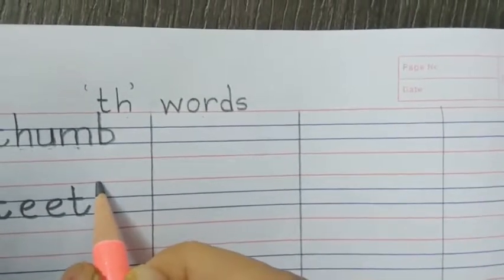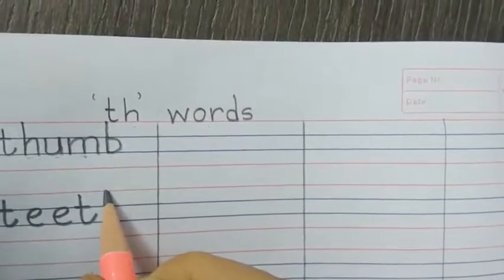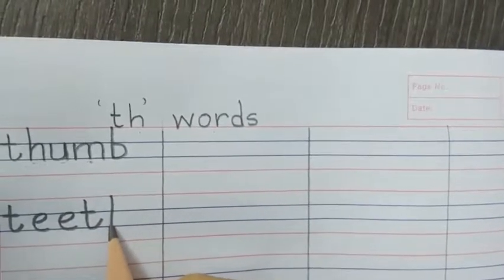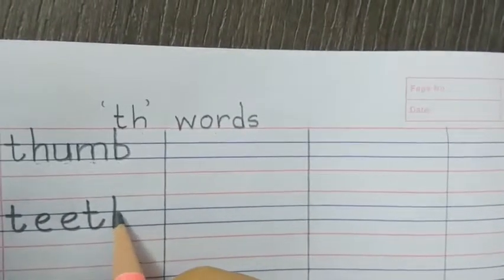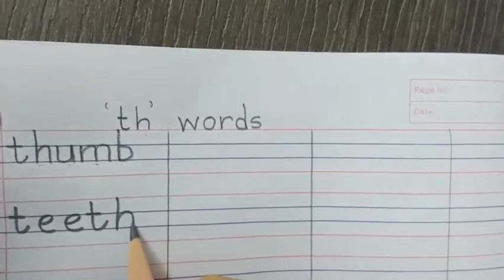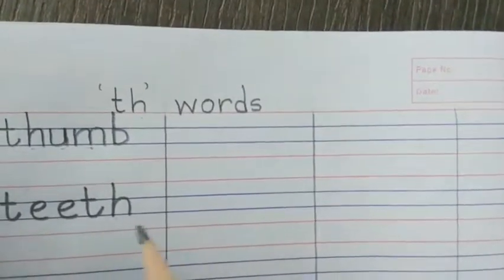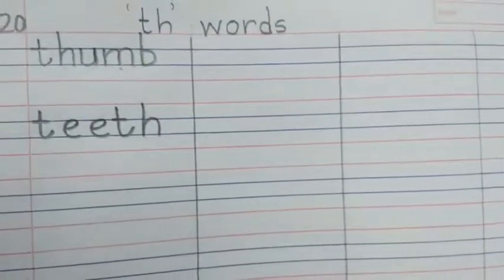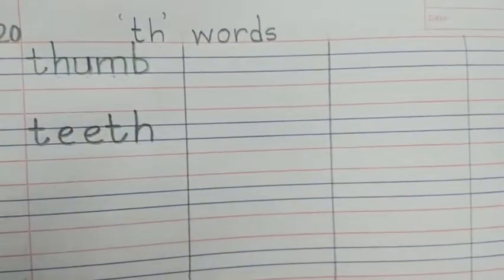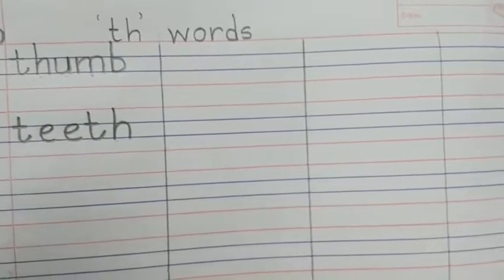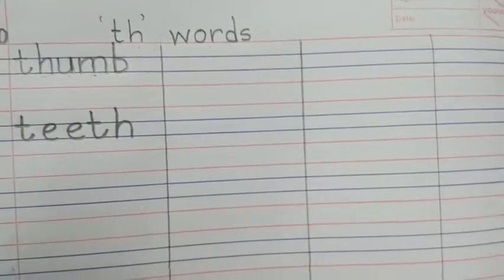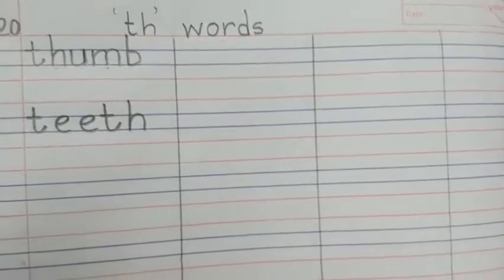H. So from red line to the second blue line, straight, go up, curve, come down, touch the second blue line. H. Teeth, teeth. Teeth means teeth in Marathi. It is the hard structure in our mouth, and this teeth we used for chewing our food.